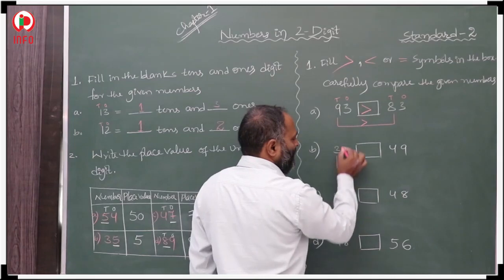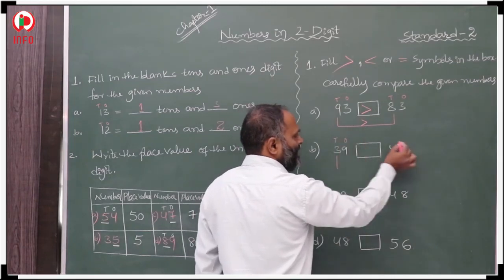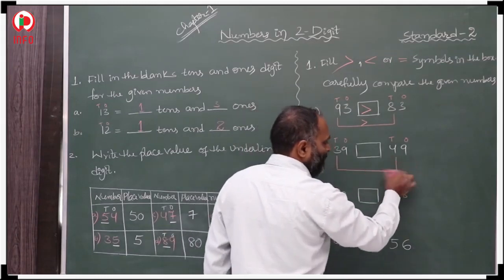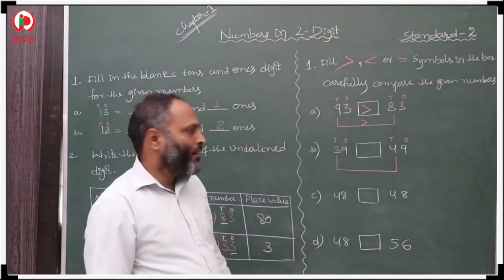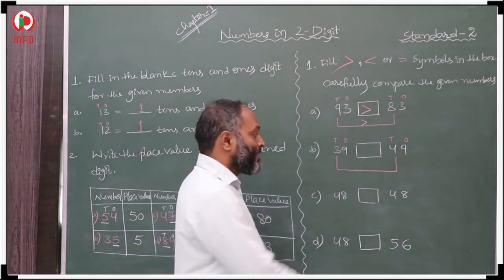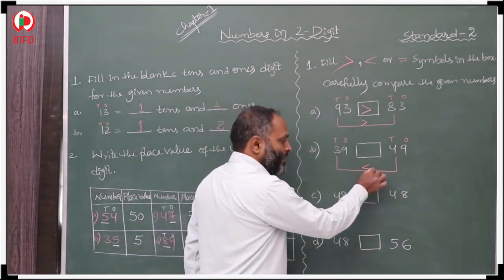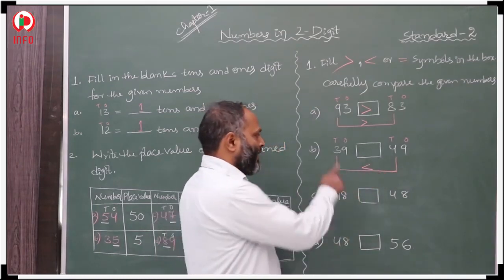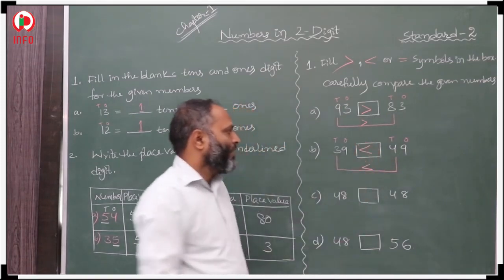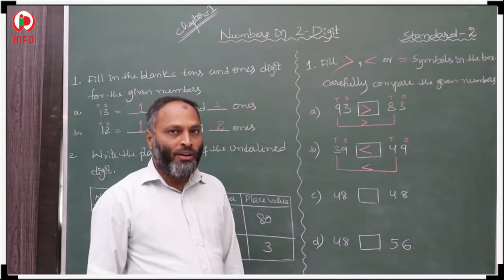Here also this is ones place, this is tens place. We compare the tens place values first. Here tens place value is 3 and here 4. 3 is lesser than 4, so this value is less. 39 is less than 49.